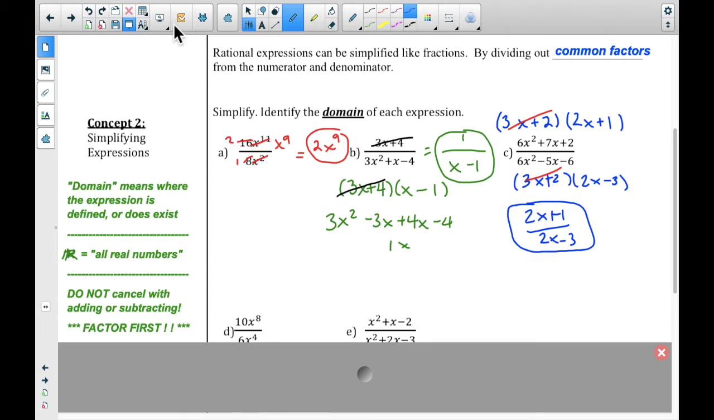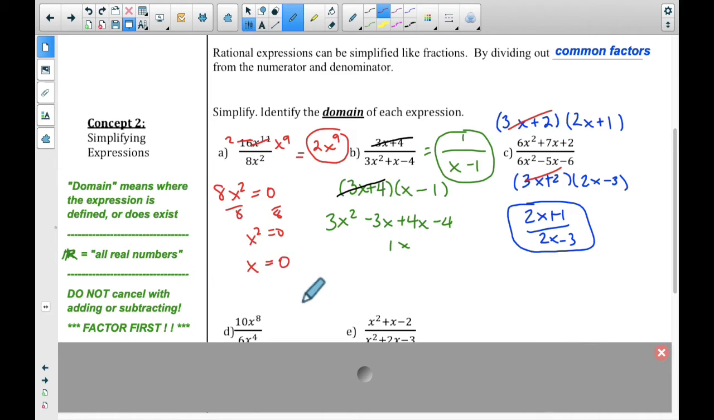Okay, let's talk about domain. The domain, like I said, is any time that the denominator isn't 0. Let me erase this so that we can see what's going on. This was 8x squared. How could we possibly make that 0? Well, when does 8x squared equal 0? If we divide by 8, we get x squared equals 0. We take the square root, we get x equals 0.